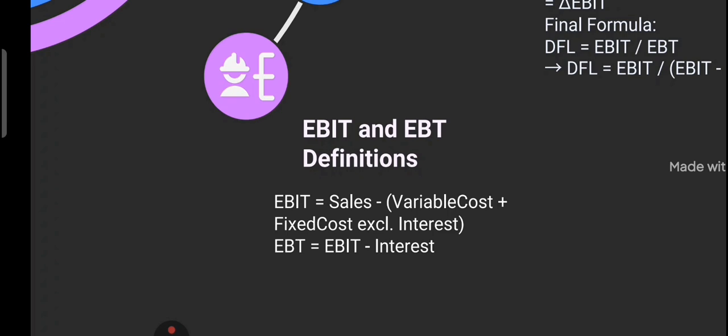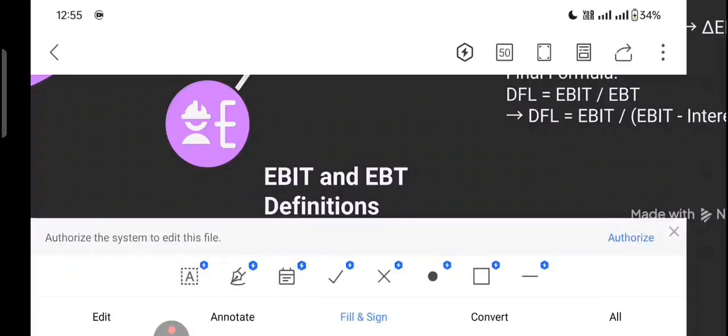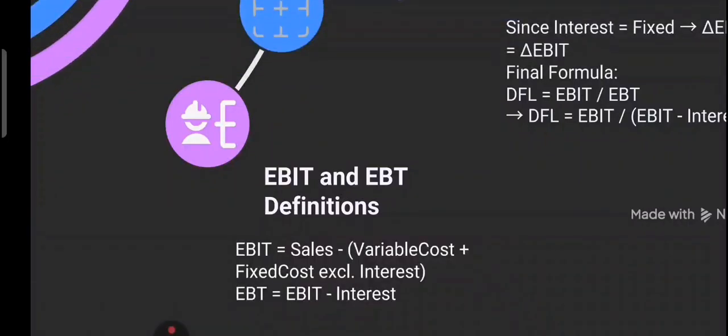And suppose we know the EBIT, how to get EBT? Quite simple. EBIT means what? Earning before interest and tax. EBT means what? Earning before tax. So just subtract the interest from EBIT, we will get EBT. So these two formula will be very useful to you, right, while doing the calculation, while calculating the DFL. Right, so remember these two formula, very important from examination point of view.